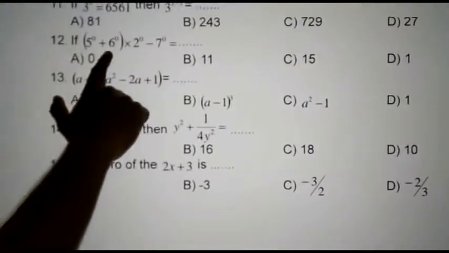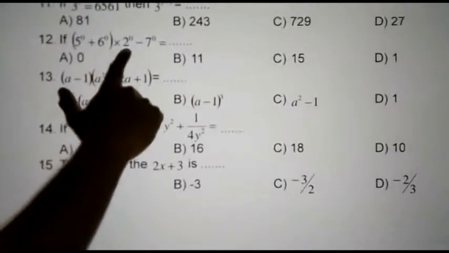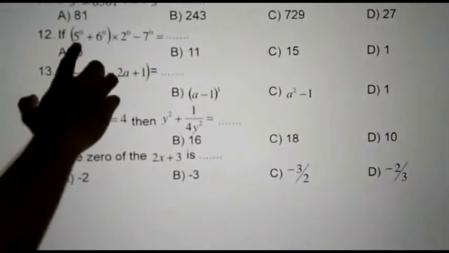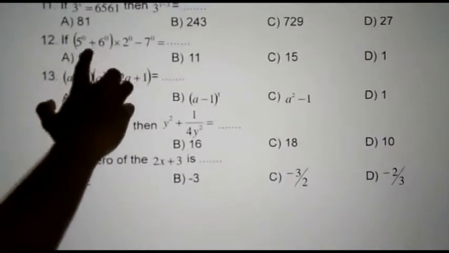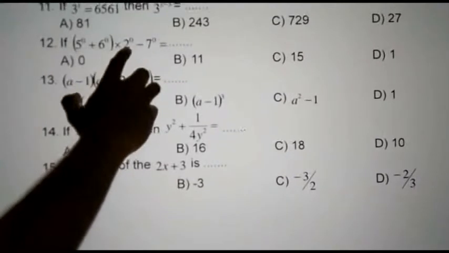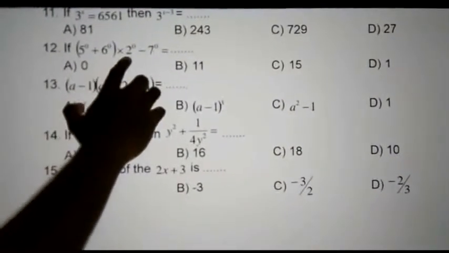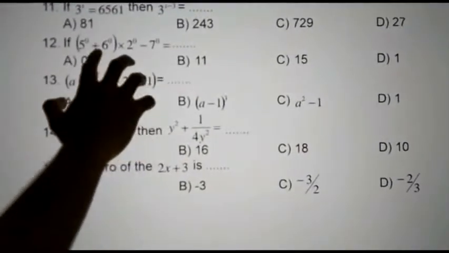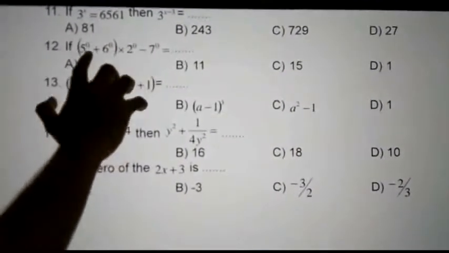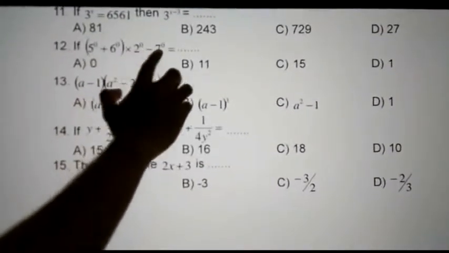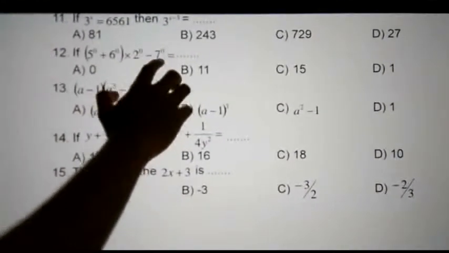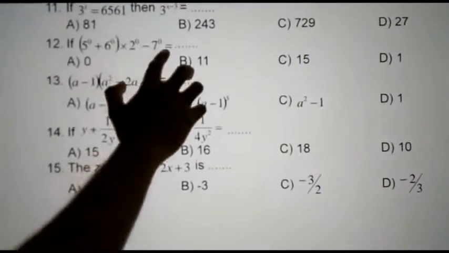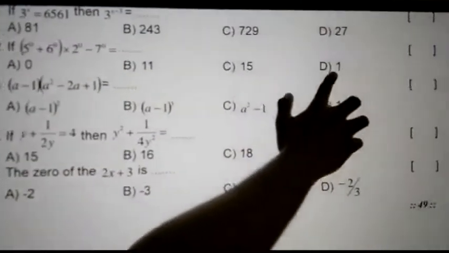The question given is 5 power 0 plus 6 power 0 into 2 power 0 minus 7 power 0. It is an easy question. Directly, 5 power 0 is 1. 6 power 0 is 1. 1 plus 1 is what? 2. Into 2 power 0 is 1. So 2 into 1. This is multiplication, right? According to the BODMAS rule, you have to multiply first. So 2 into 1 is 2. What is 7 power 0? 1. 2 minus 2 into 1, 2 minus 1. So the answer should be 1. Option number D.